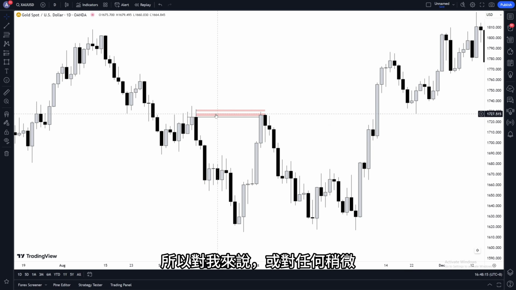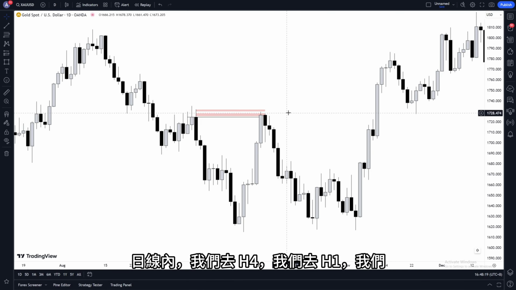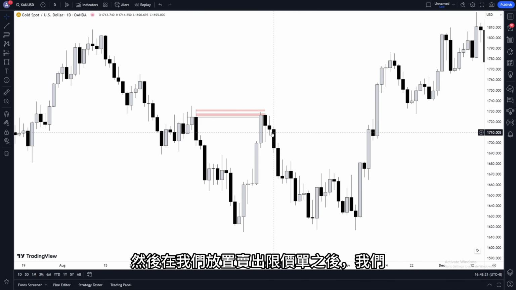So for me, or for anyone who's a little bit more advanced, we would simply take it as inside this daily, we go to H4, we go to H1, we place a sell limit. Then after we place a sell limit, what are we doing by placing the sell limit? This is revision, my friends.